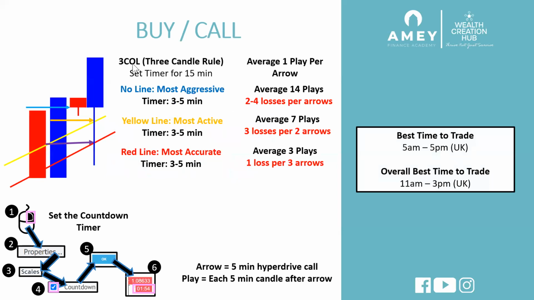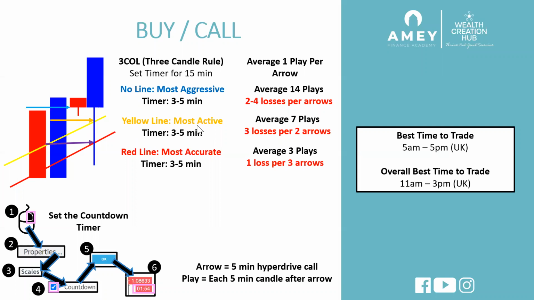The first type you have is the 3 candles or less rule. So you set a trade for 15 minutes, so you can go into that trade for 15 minutes. On average, 1 trade per arrow. Then you've got no line, so you're going in for an aggressive entry. If it meets your expectations, like the 4 steps, then you can go into the trade. You're not waiting for a pullback.